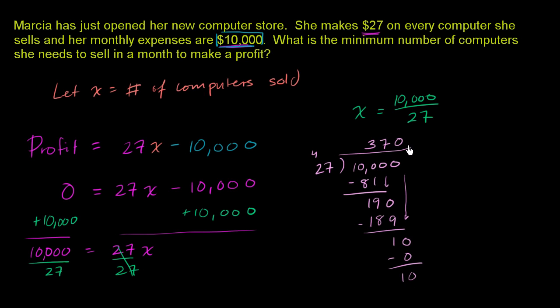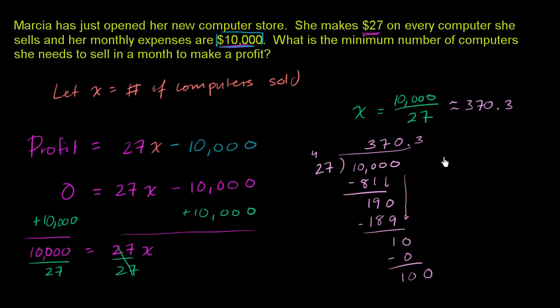Now we're in the decimal range, but we could bring down another 0. 27 goes into 100 3 times. So our x value is going to be approximately 370.3, and then we're going to keep going on and on. But this is enough information for us to answer our question.